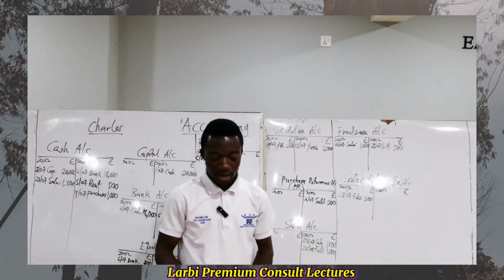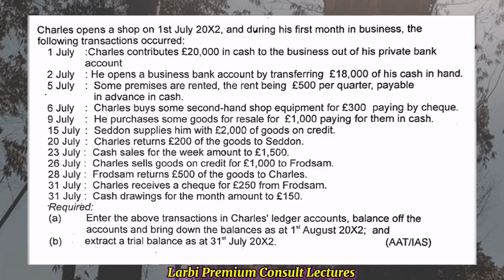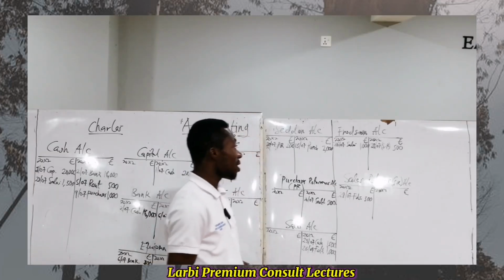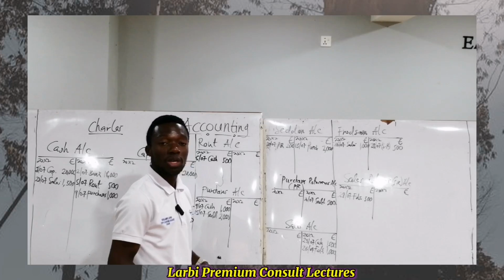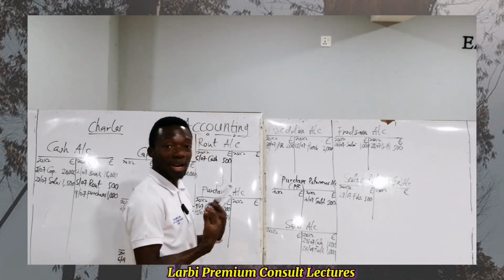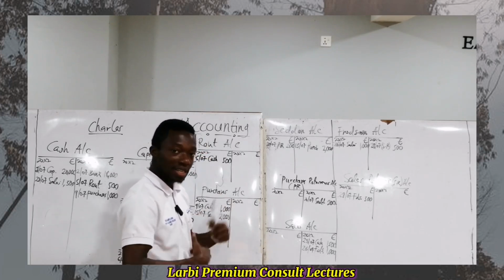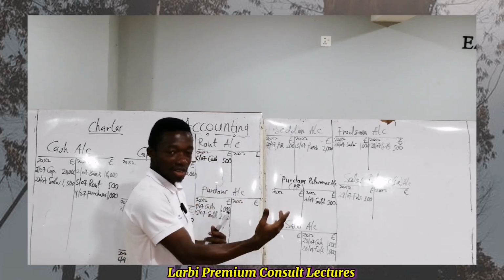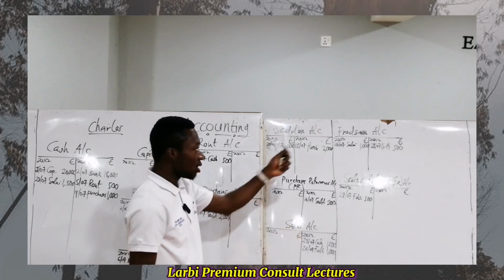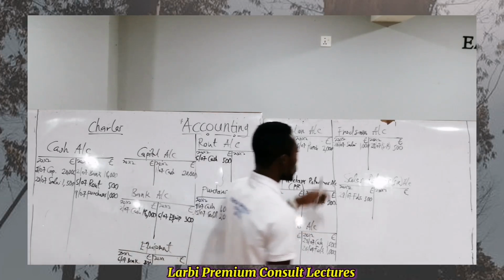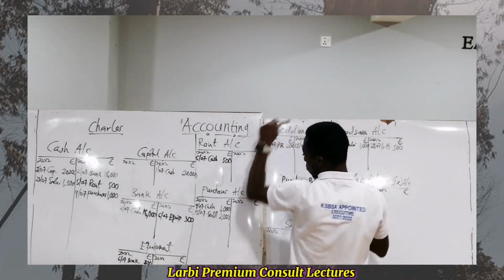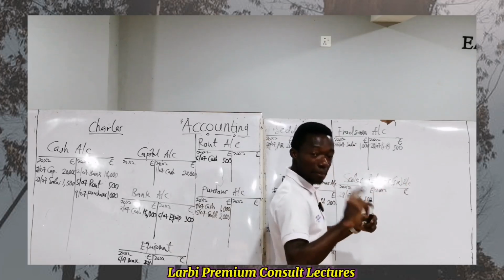Then, the last but one, July 31. Charles received a check for 250 euros from Frontson. So Frontson, being a debtor, is now paying some of the goods that we sold to him on credit. Since we receive from him, it means that he gave out that check. We debit the receiver, we credit the giver. The giver here is Frontson, so we're going to credit Frontson. Check, which is the bank account. So this is going to go into the business bank account.